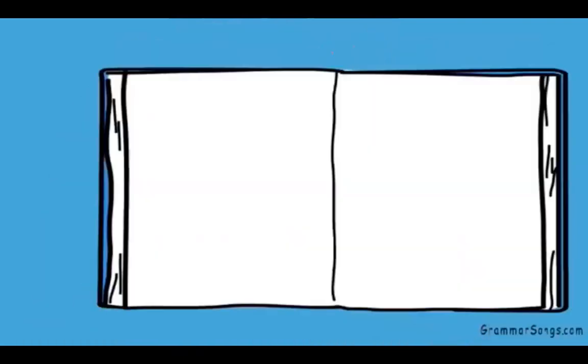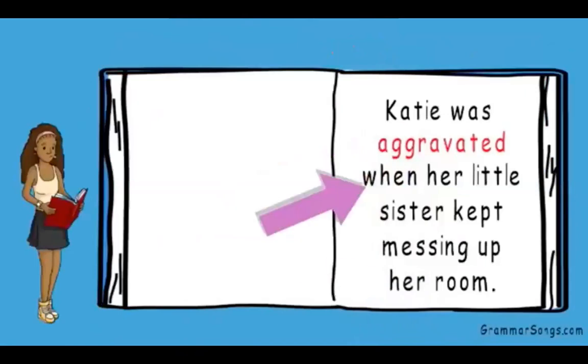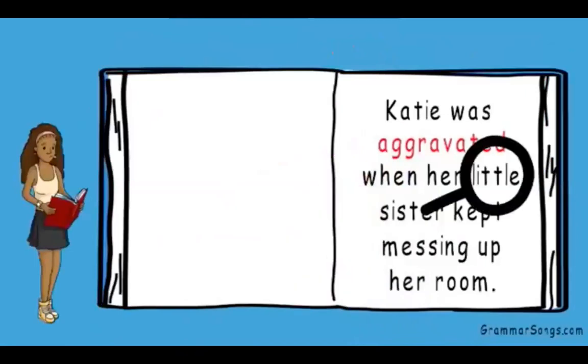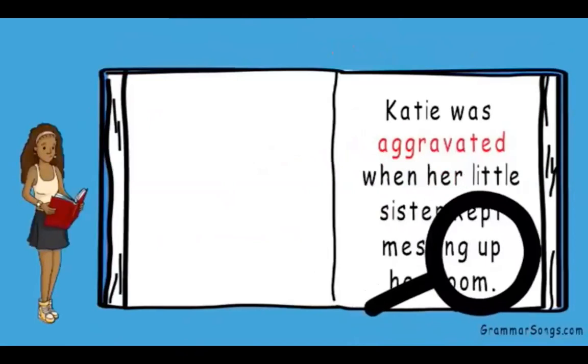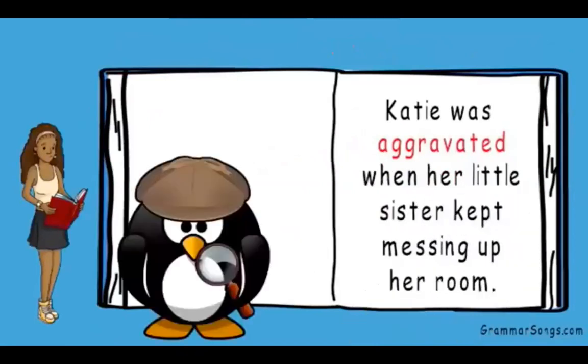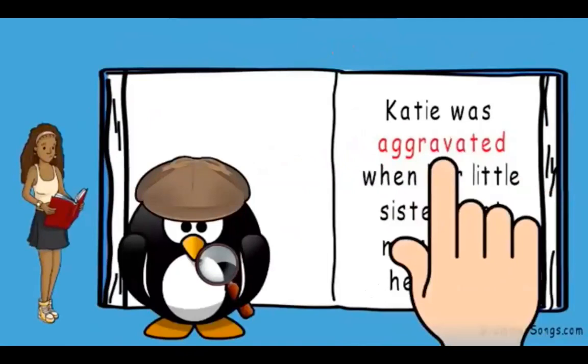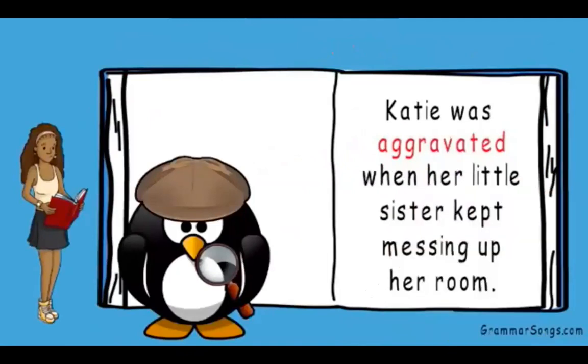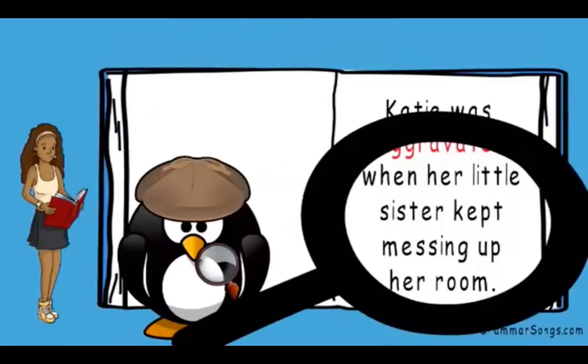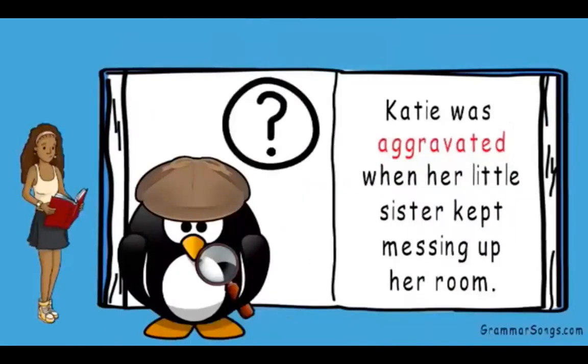A word's context includes the words and sentences around it. This is where you can find clues to the meanings of a word that you don't know. What clues do you see? Well, we know Katie was something. So we need to read the rest of the sentence to figure this out. When her little sister kept messing up her room. So what could Katie be if her little sister is messing up her room?